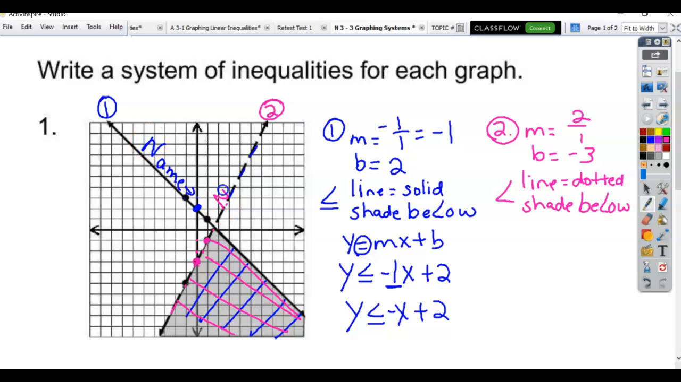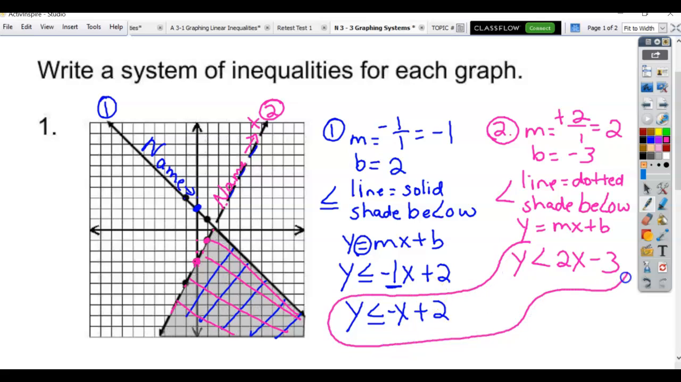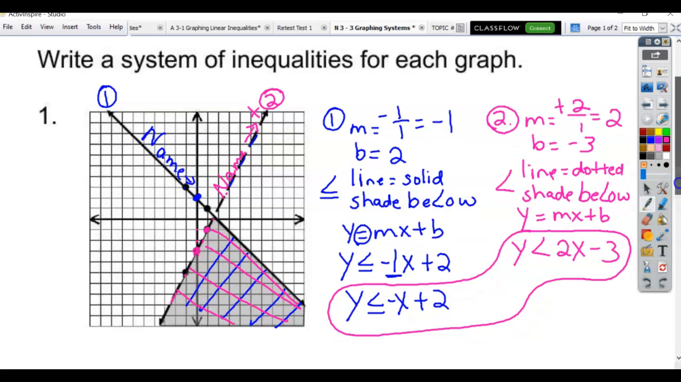Now this time the line is going in an upward direction, so that's a positive slope. And a 2 over 1 is a positive 2. So if I write it in the format of y equals mx plus b, slope-intercept, I would do y, put your less than, then I have my 2 for my m, x, minus 3. So these are the two inequalities for this system of inequalities. Okay, I'm going to move down to the next one.